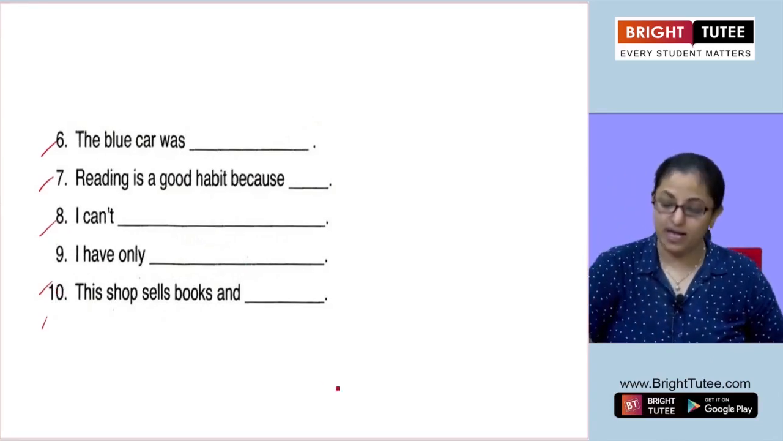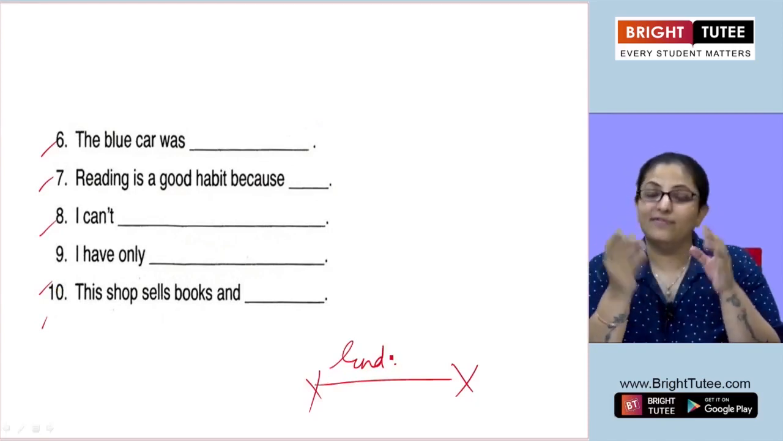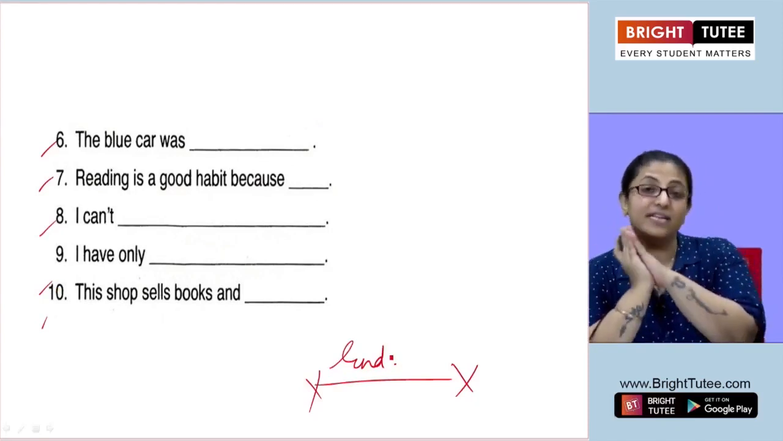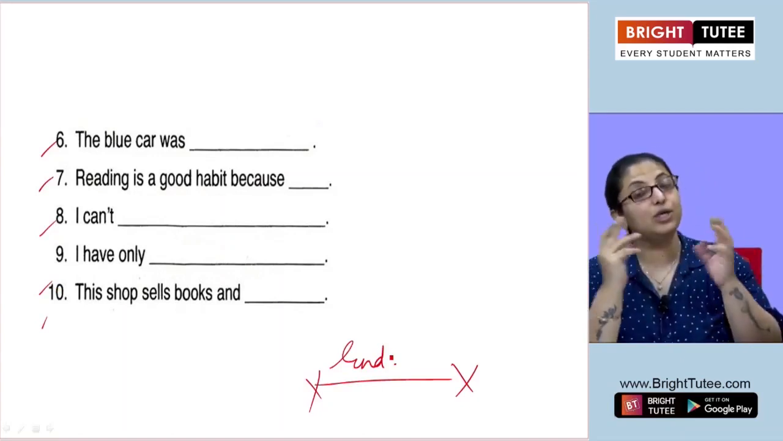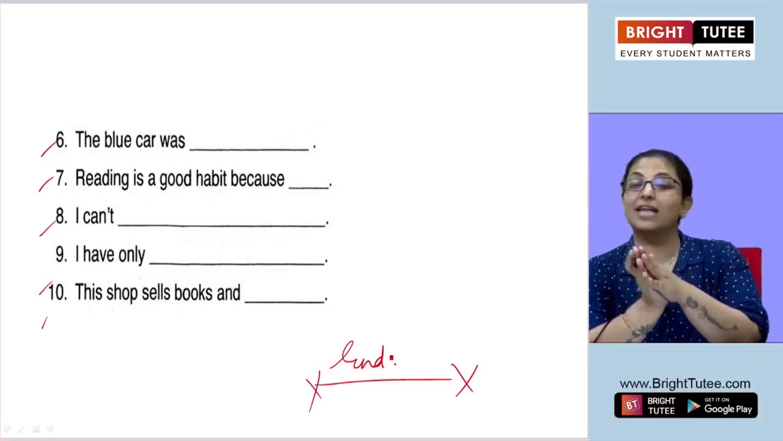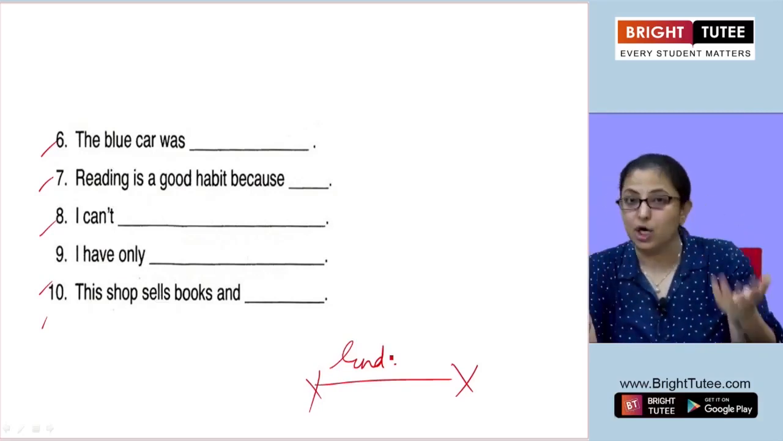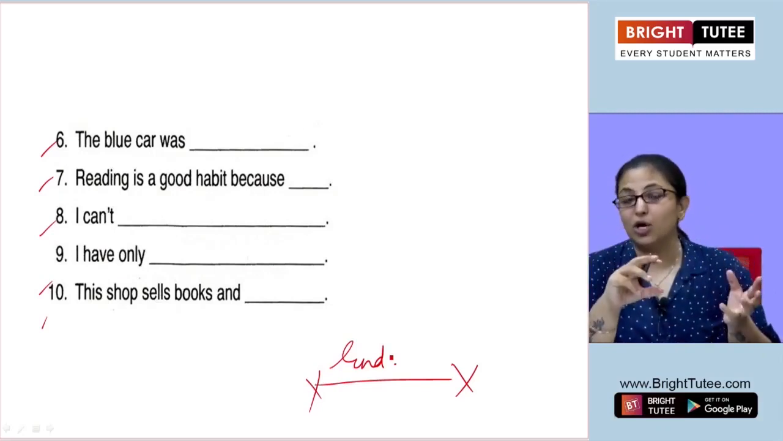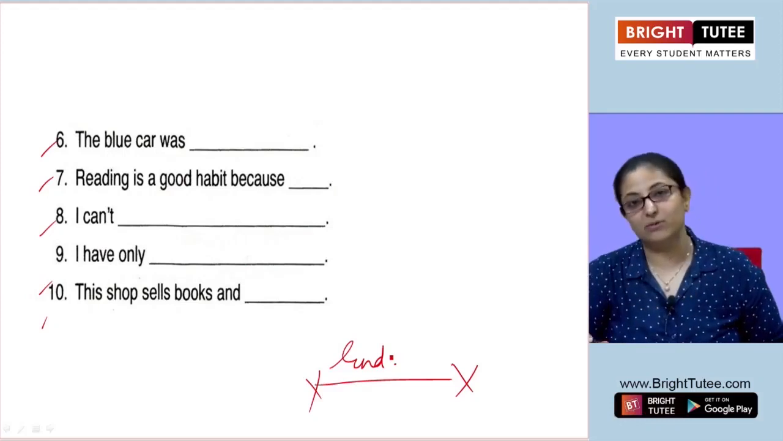Alright kids, with this we come to the end of the chapter. I hope you have understood the phrases and the clauses, the difference between phrases and the clauses, how we can convert phrases into a complete sentence, what the types of clauses are, dependent and independent, what a clause is, how an independent clause works and how a dependent clause works, right? So this is all about the chapter.